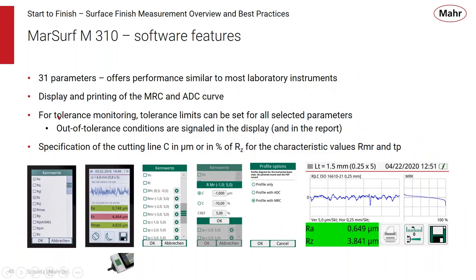Again, this has 31 parameters. It has the various amplitude density curve. Bearing curves can be shown on the device. The ability to select tolerances, your surface finish parameters. So it has lots of capabilities, and with the large screen, it's very simple to use.